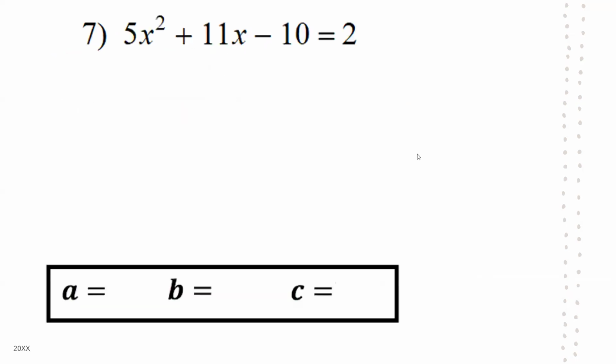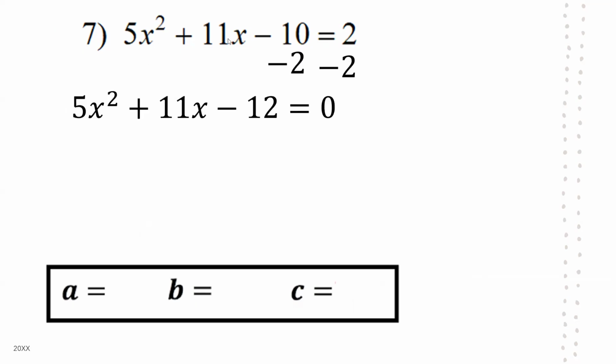Question 7, go ahead, pause the video, try the example if you've already got it. And now, here we go. To get rid of a +2, I would subtract 2, subtract 2. Bring down the 5x squared, bring down the 11x, -10 minus 2 makes -12. Bring down your 0. So 5, 11, and -12.